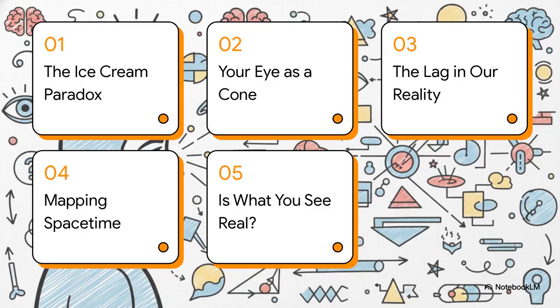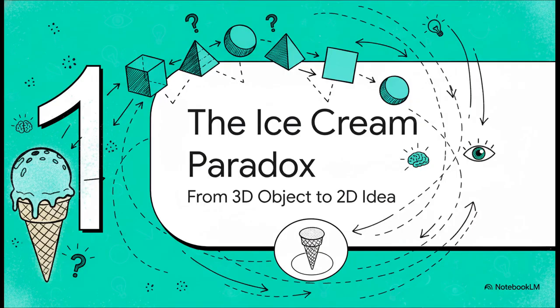So, how are we going to get there? Well, first, we're going to uncover the paradox that's hiding inside this sweet treat. Then, we'll see how your eye can be modeled as a cone, which reveals a fundamental time lag in our reality. And finally, we'll remap space-time from the only perspective that really matters, yours. Okay, first things first, we have to stop thinking about this as a snack. Seriously, we need to start seeing it as a geometric concept.